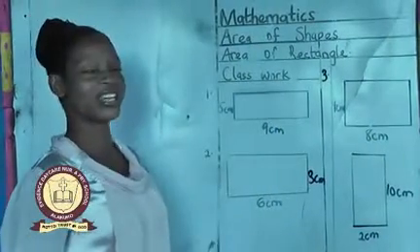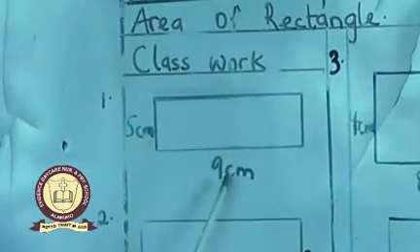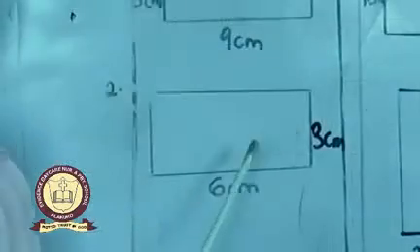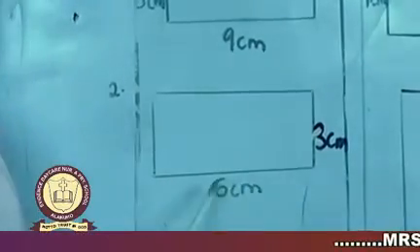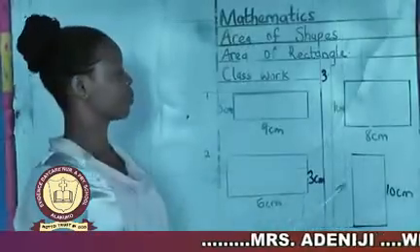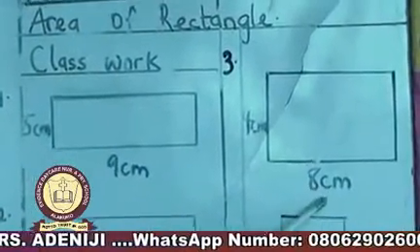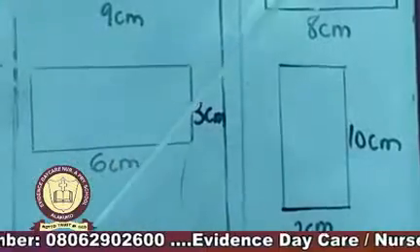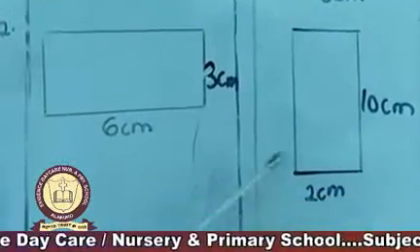Here is your classwork. Number 1. Here we have 5 centimeter and 9 centimeter. Number 2. Here you have 3 centimeter and 6 centimeter. Here you have 4 centimeter and here is 8 centimeter. And number 4, 10 centimeter and 2 centimeter.